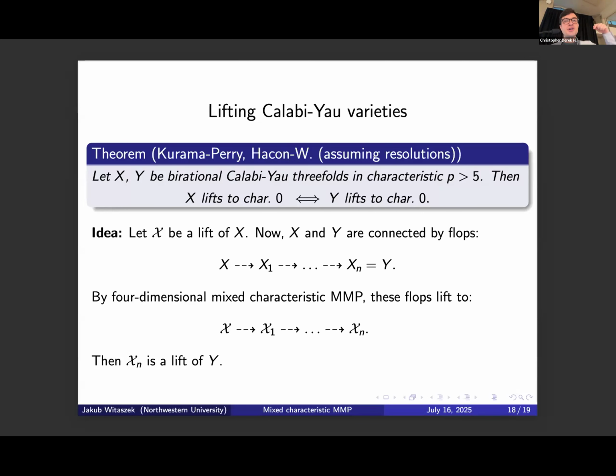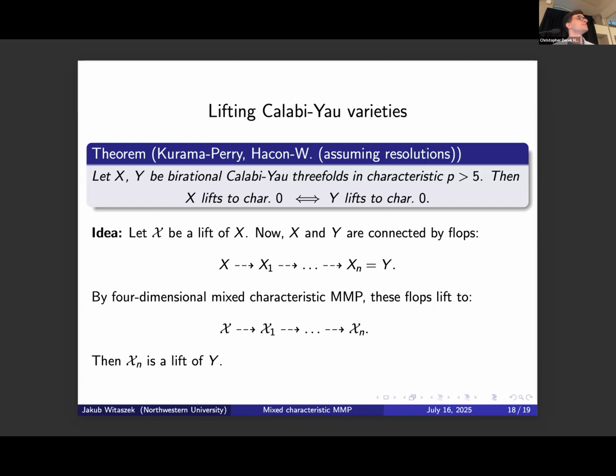But the kind of idea is you take that curve that you want to flop. This flop still lives in mixed characteristic MMP, and so when you run the MMP appropriately, it forces you to flop that curve. And because you're flopping it in mixed characteristic, there's kind of a unique way to do it. So in mod p, it is also going to do the flop you want. I know this is a little bit oversimplified, but that's kind of the idea.